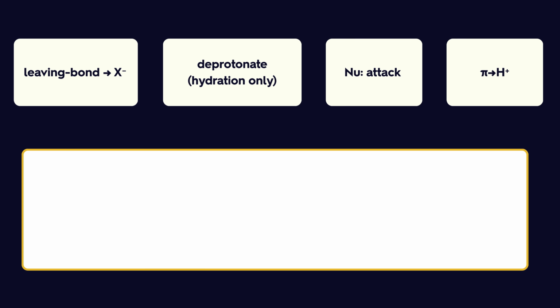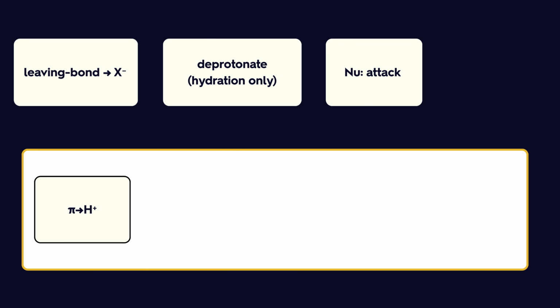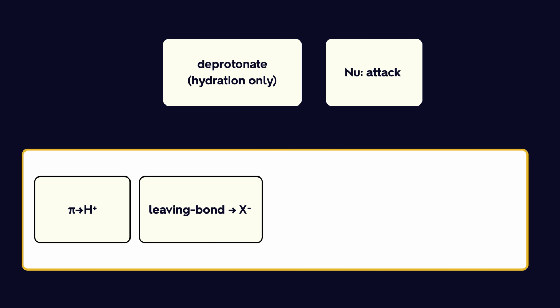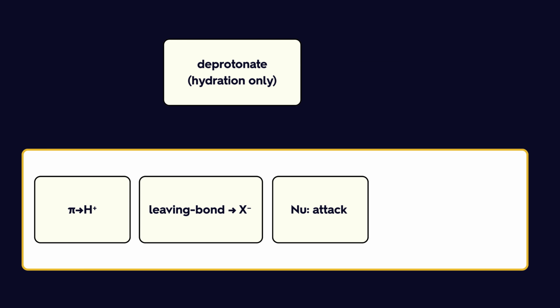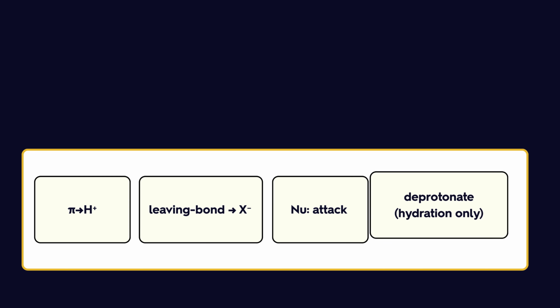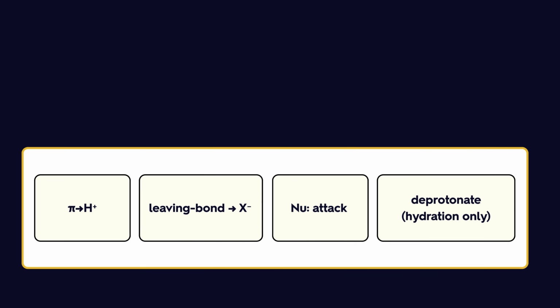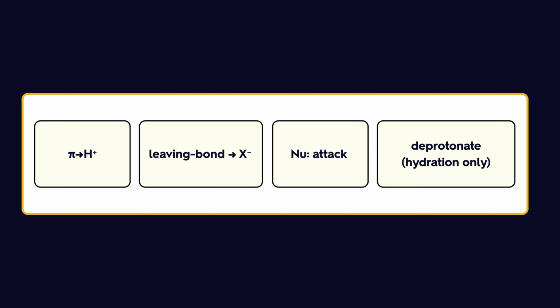Let's practice the flow. Pi bond to hydrogen, bond electrons leave with the halide, nucleophile attacks. And if water was the nucleophile, deprotonation reveals the alcohol. Remember, step 1 is usually the rate-limiting hill.